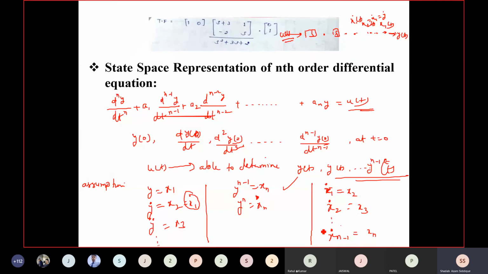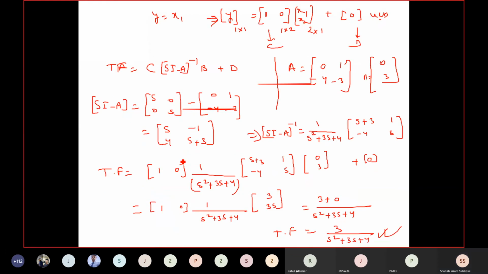Now I'll try to substitute all these in the nth order differential equation. So you try to substitute, what will you get? y to the power n is equal to xn dot. So this is nothing but xn dot.